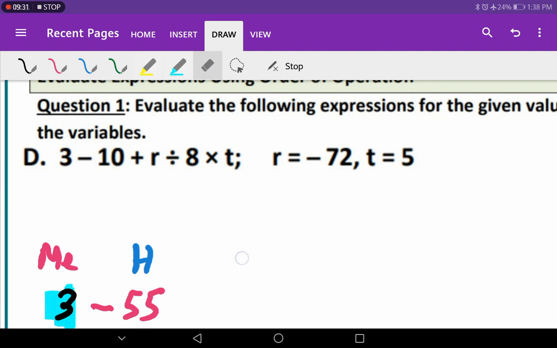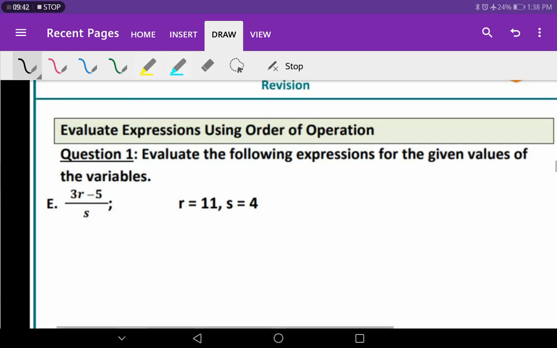But I have 3, so the answer will be negative 52. Are you happy? I hope so. Let us move to the next one here.